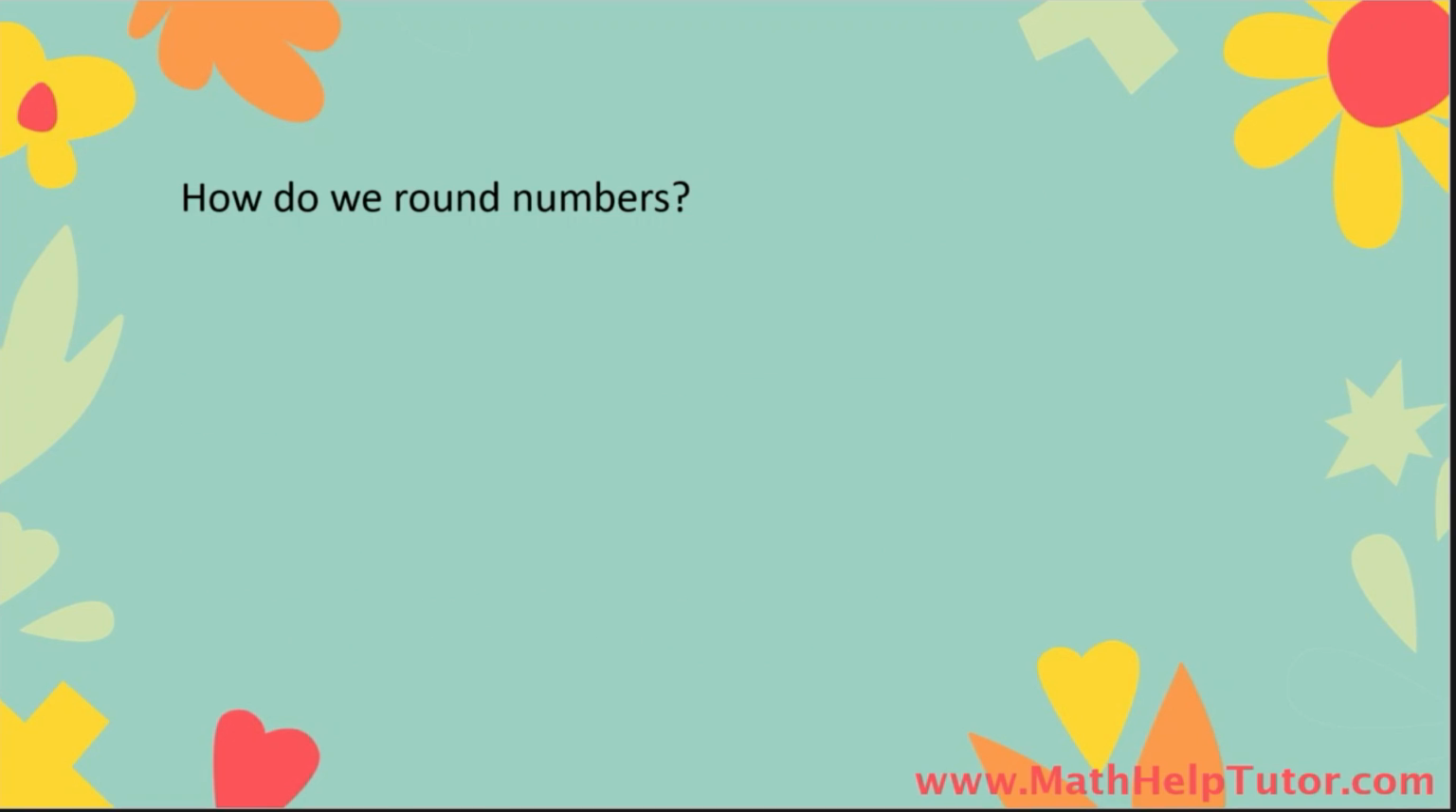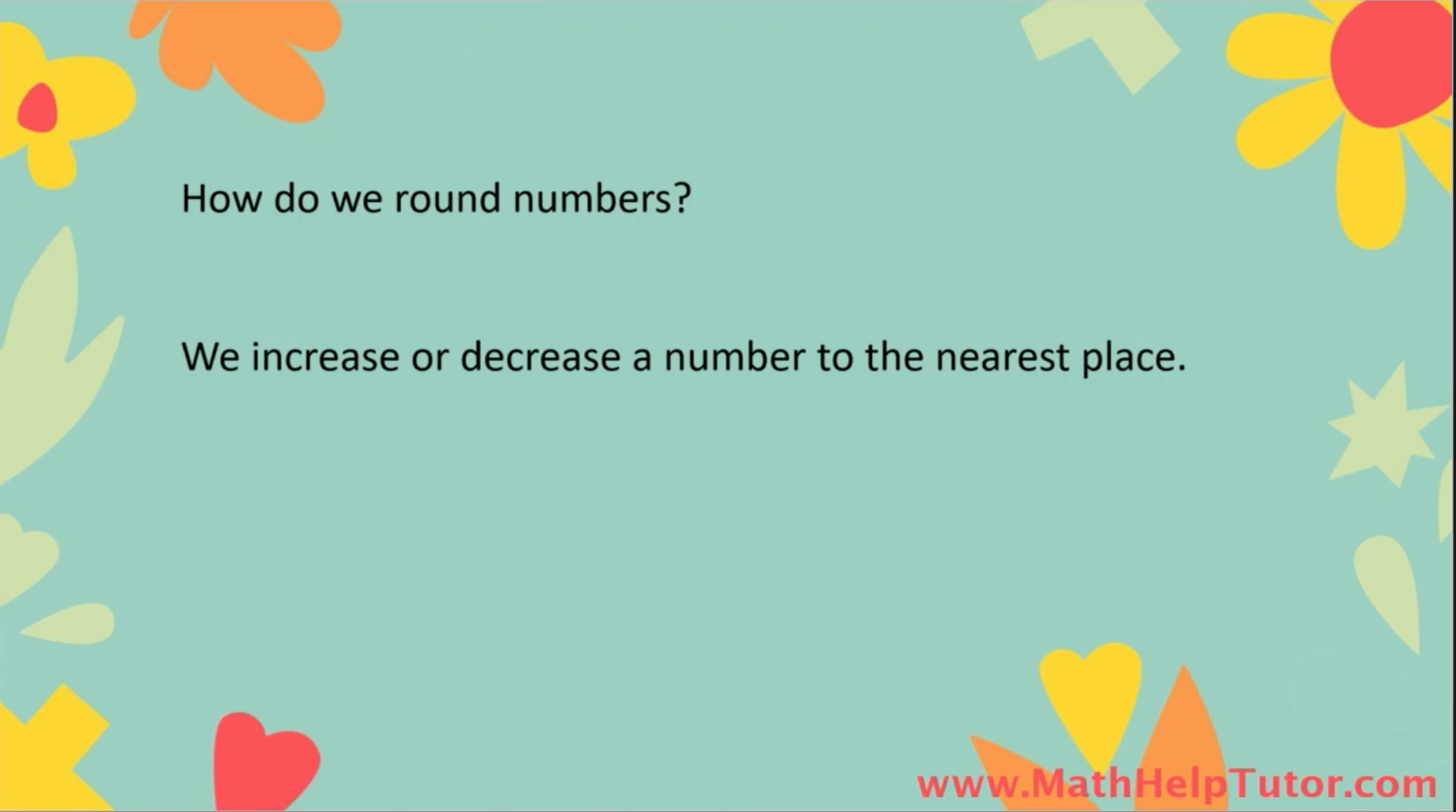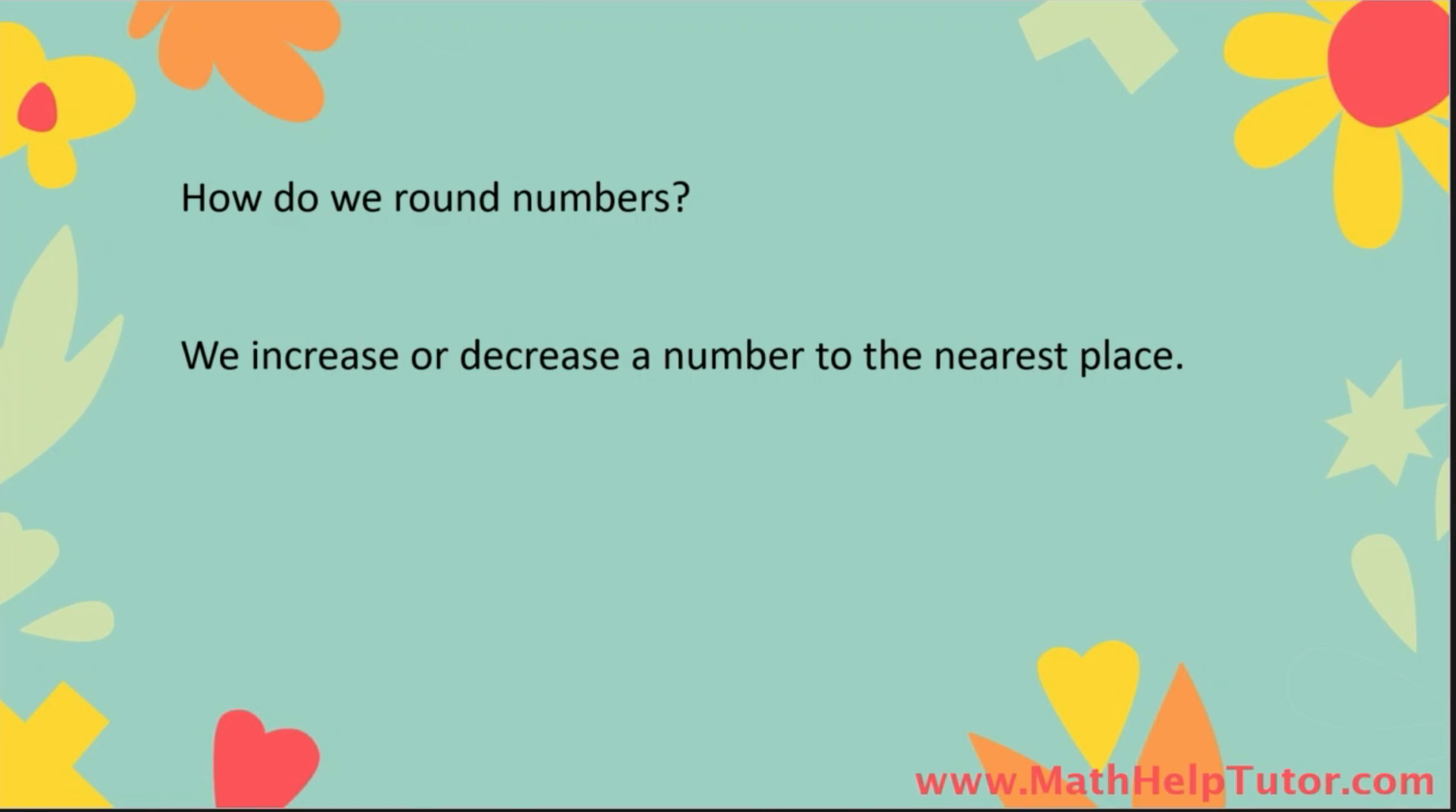So after showing you some examples of rounding numbers, you may now be wondering about how do we round numbers? To round a number, what we do is we increase or decrease the number to the nearest place. Remember that we have discussed places in a past lesson like ones, tens, hundreds, and thousands. So, what is the nearest place?